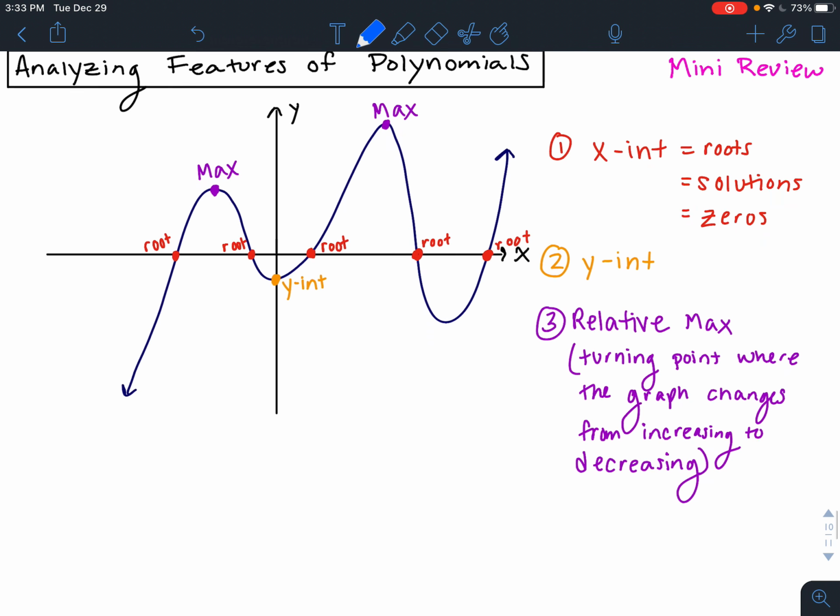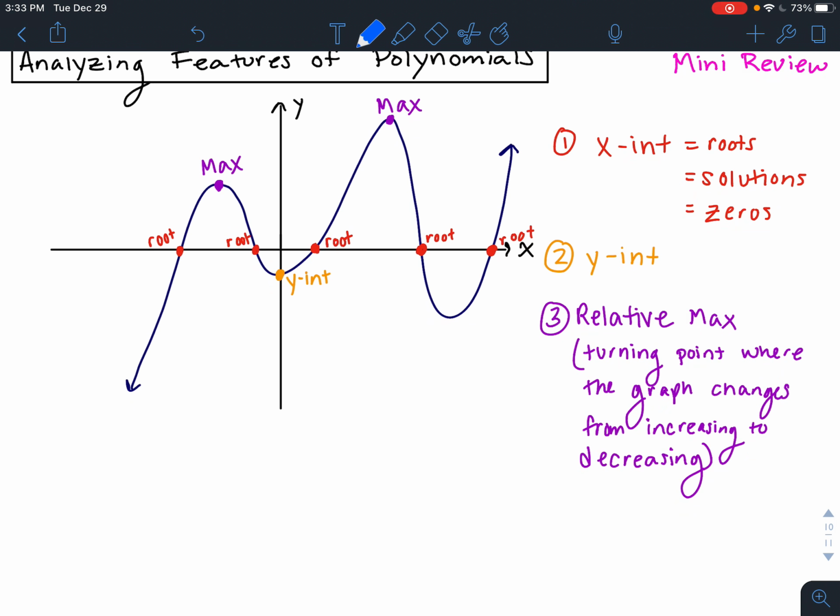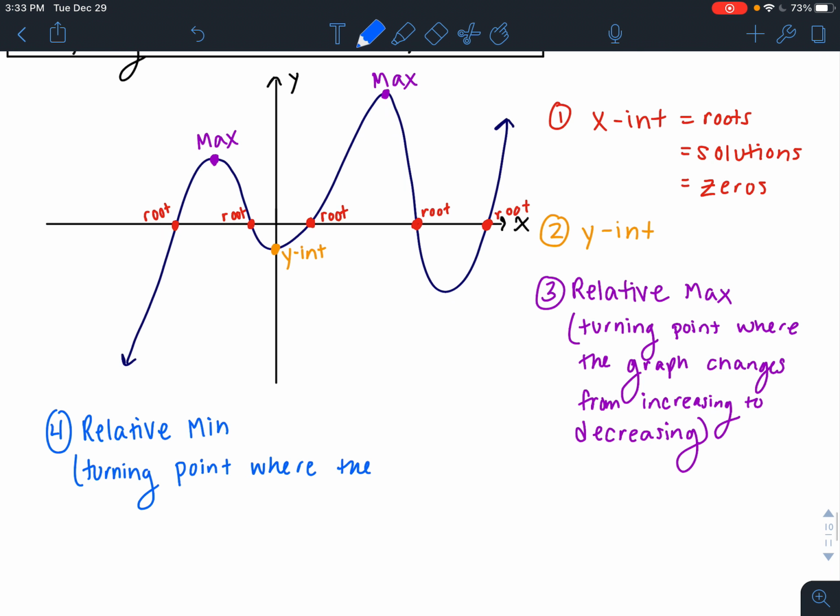Okay, right, and then the last type of point that we might be looking for is the opposite of a relative maximum, which is going to be a relative minimum. So in terms of visually what these are on the graph, they're the bottom turning points. They're the bottoms of the hills. So these are turning points, and it's the opposite of a maximum. So it's a turning point where the graph changes from decreasing to increasing now.